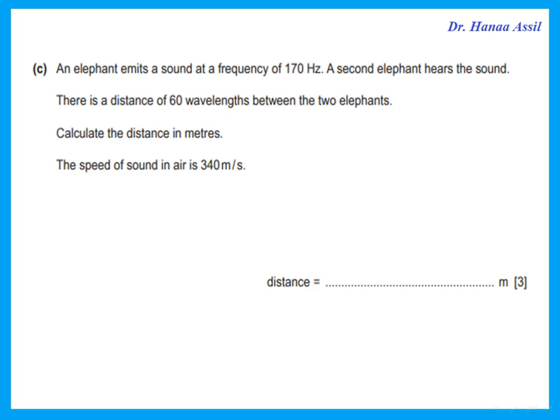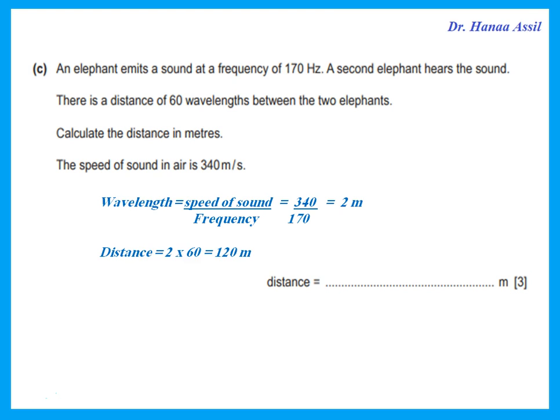An elephant emits a sound at a frequency of 170 hertz. A second elephant hears the sound. There is a distance of 60 wavelengths between the two elephants. Calculate the distance. Now, he wants the distance, but he says the distance is 60 wavelengths, so I want to calculate what is the length of one wavelength. You know that wavelength is speed of sound over frequency. So in this case, one wavelength is 2 meters. Now he says the distance is 60 wavelengths. So it is 2 times 60, so the distance is 120 meters.